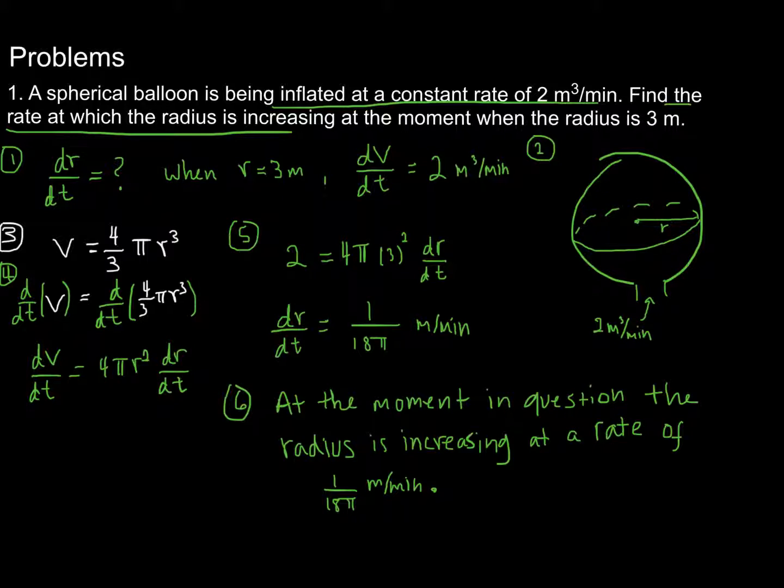So clearly this is a very small rate of change. The radius isn't increasing by a whole lot, but that sort of makes sense because the volume isn't increasing by a whole lot either. All right, let's go ahead and take a look at a problem involving a cone.